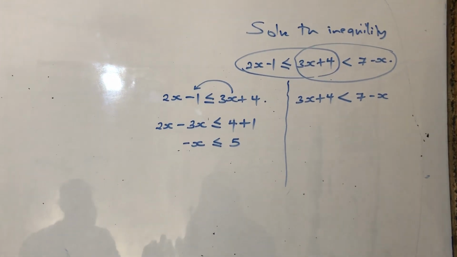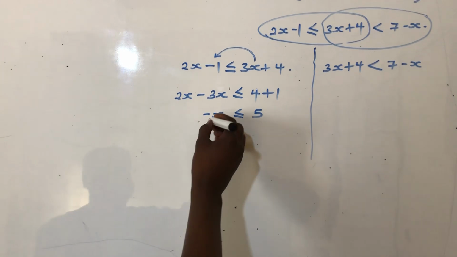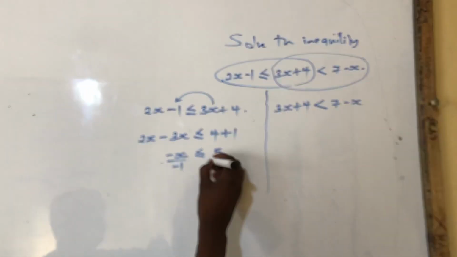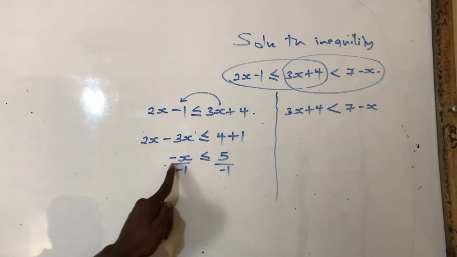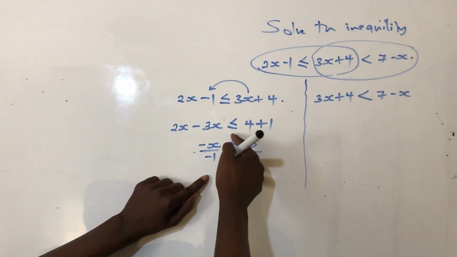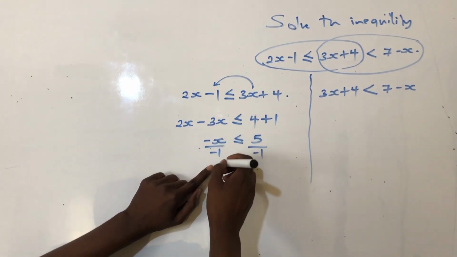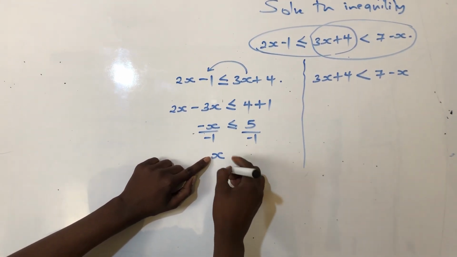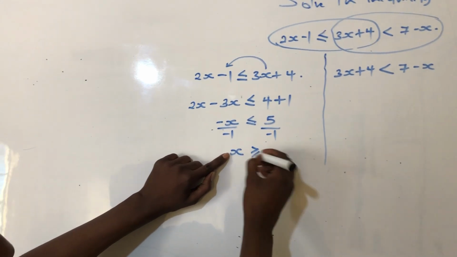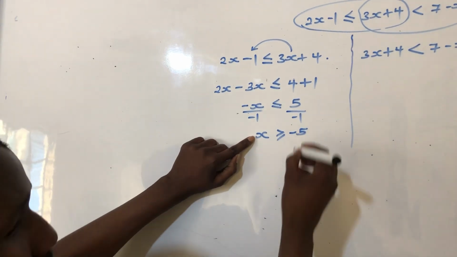We already know that whenever an inequality is divided by a negative, this symbol should change. So I will have x is greater than or equal to -5.